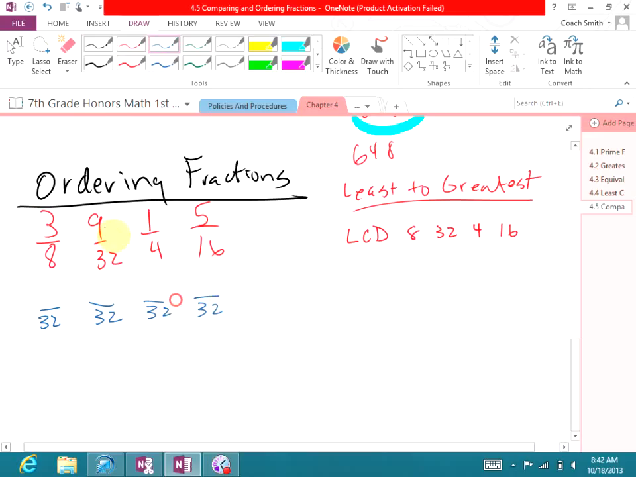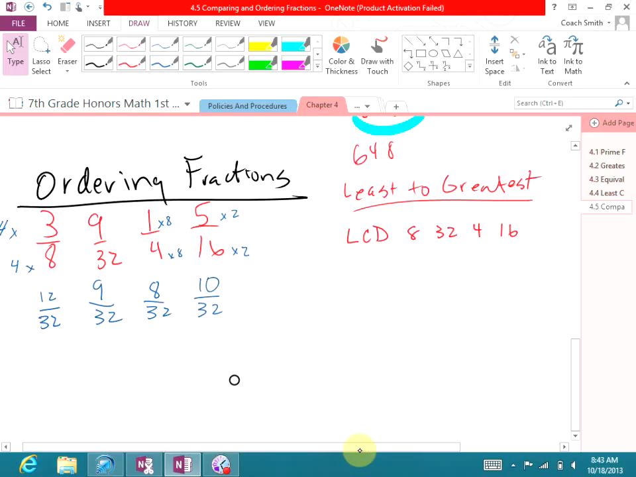So the 9 just comes down. We multiplied the 8 by 4, so we do the same thing to the top, which makes that 12. The 4 was multiplied by 8, so we do the same thing to the top, and you get 8. The 16 was multiplied by 2, you do the same thing to the top, you get 10.